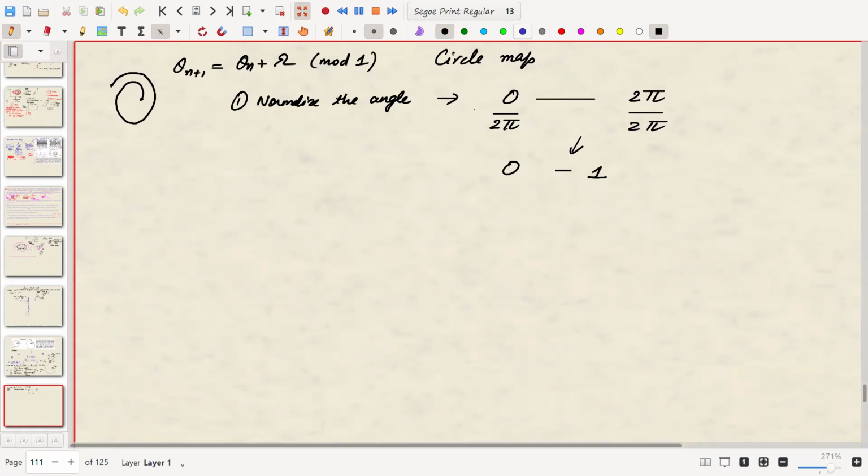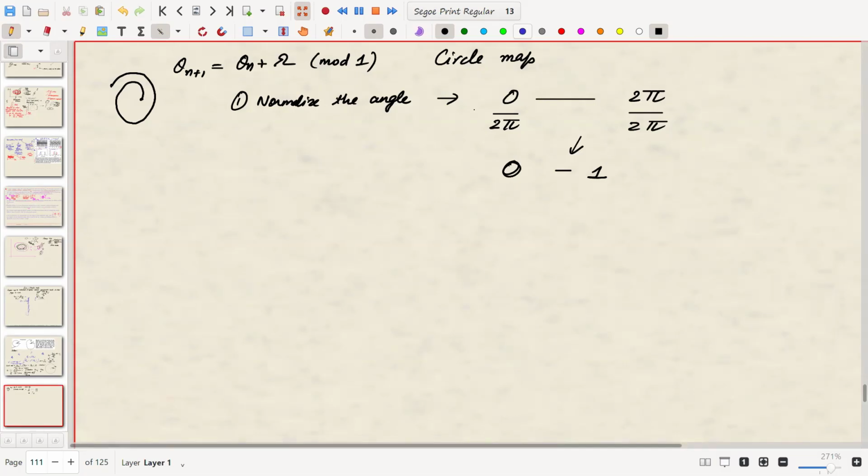Maybe you can come here. You can come here. It's also there. If you want to be very front, you can take it. Yeah, so now you can understand that 0 to 2 pi is nothing but in between 0 to 1.